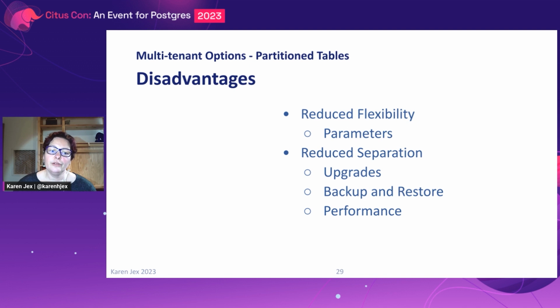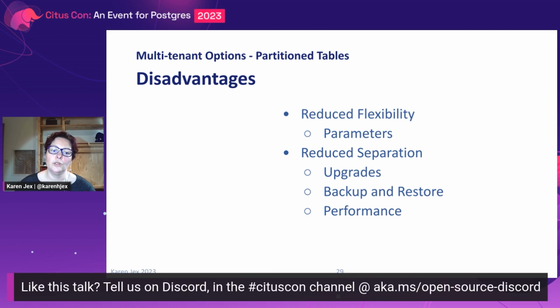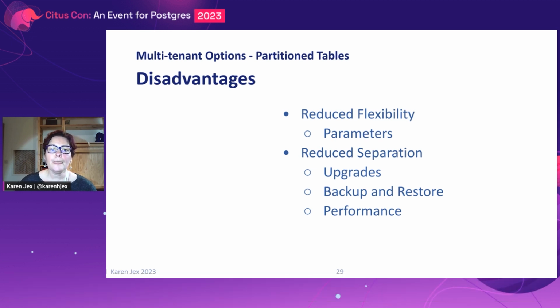On the other hand, we have reduced flexibility. Any parameters have to be changed for everybody at once. We can't customize things just for one tenant. We've got reduced separation. So upgrades have to be performed for everybody at once, whether that's operating system, Postgres, or schema upgrades. Backup and restore impacts all of our tenants. So we can't just restore data for one tenant. We have to do it for the whole of our Postgres cluster, which is for everybody. And if we've got heavy use by one of our tenants, then that could impact performance of the others.